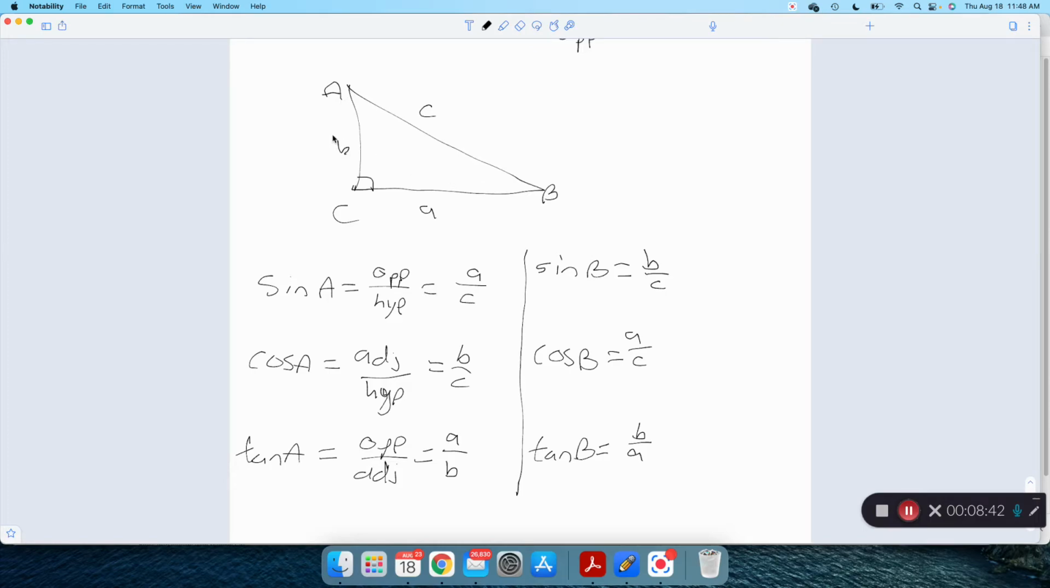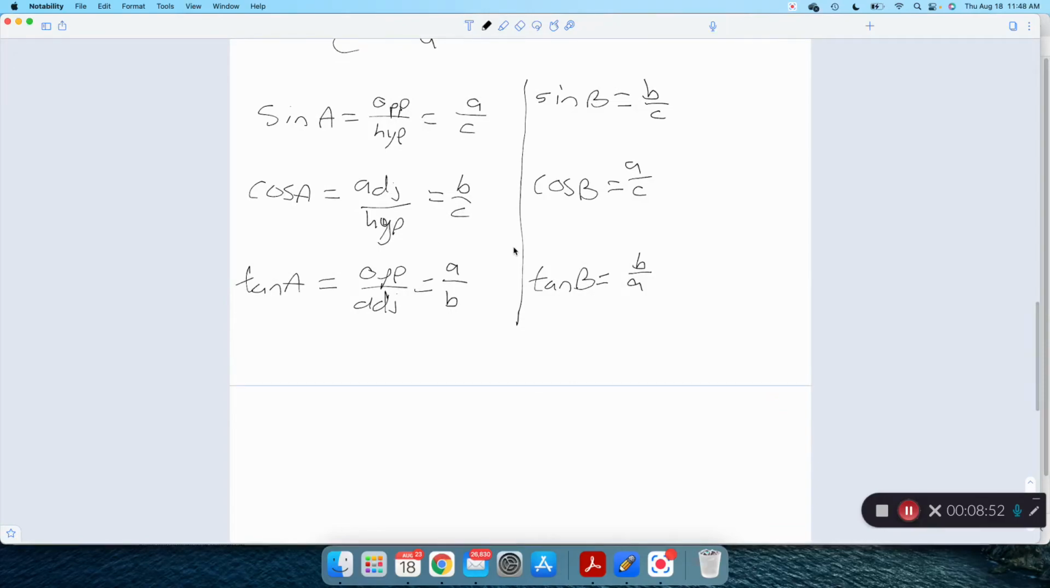From angle B, opposite is side little b, adjacent is side little a. Okay, so some notes we want to make here. These are really important.